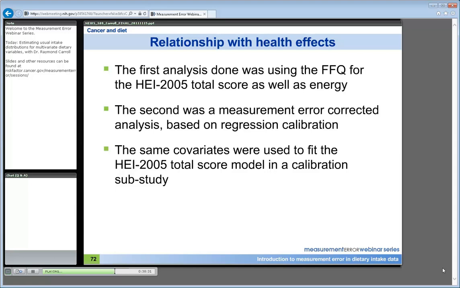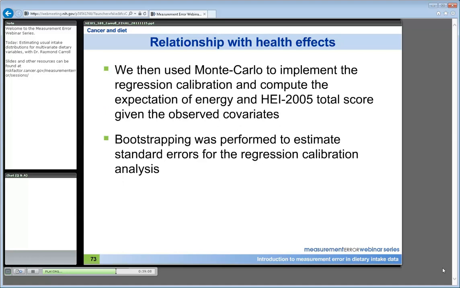So the analysis was done first using the food frequency questionnaire and computing the HEI 2005 total score and energy using the food frequency questionnaire. And then the second analysis was our measurement error corrected approach based on our big model and using regression calibration. And the same covariates were used to fit the HEI 2005 total score in the calibration study. So the only 24-hour recalls we have are in a calibration study of about 900 people for each gender. We use Monte Carlo, that's a theme here, to do the regression calibration and for both energy and the total score. And we use bootstrapping to estimate standard errors in the regression calibration analysis.